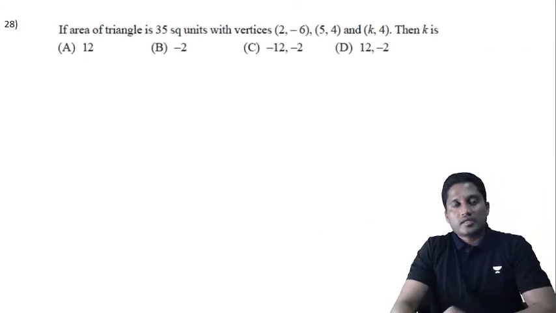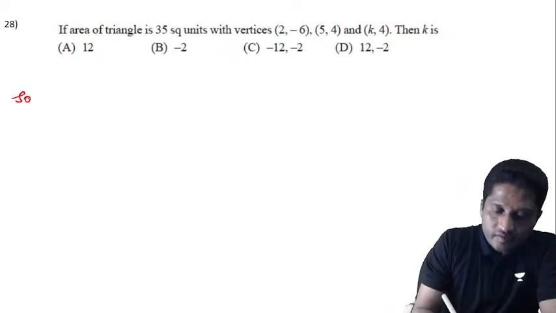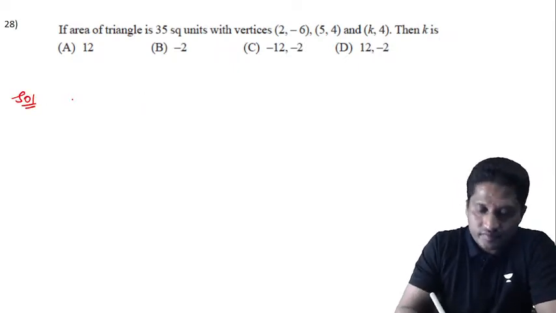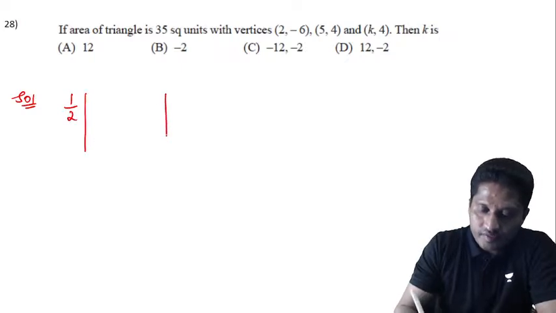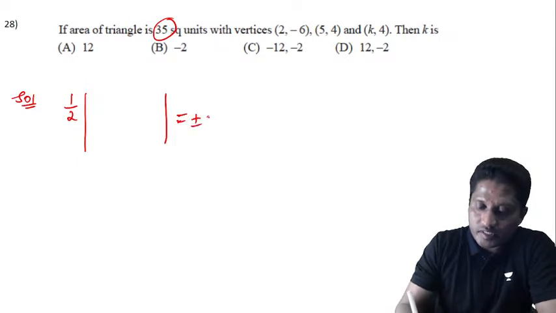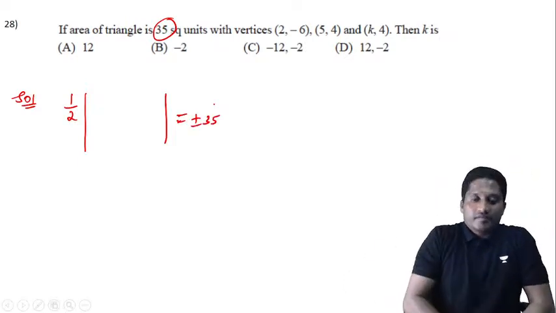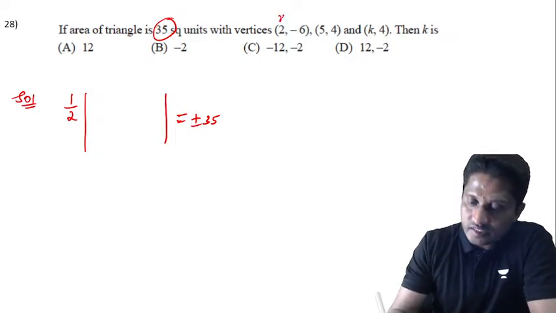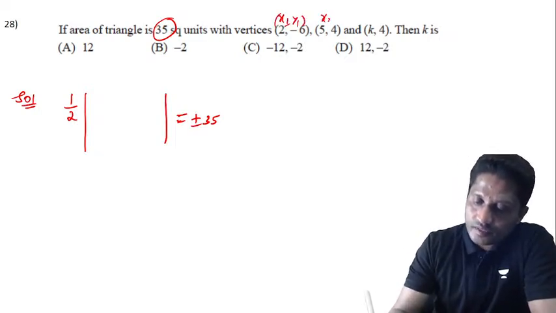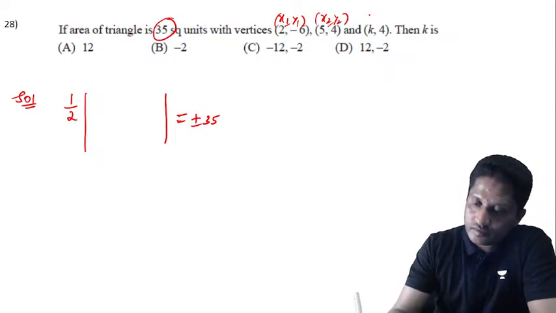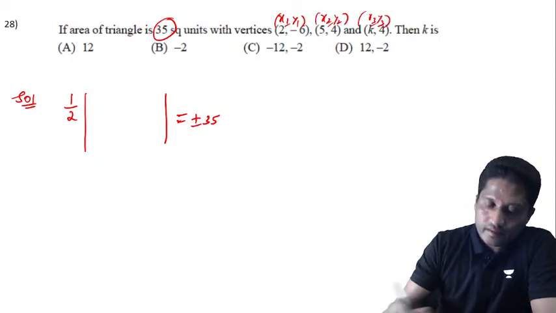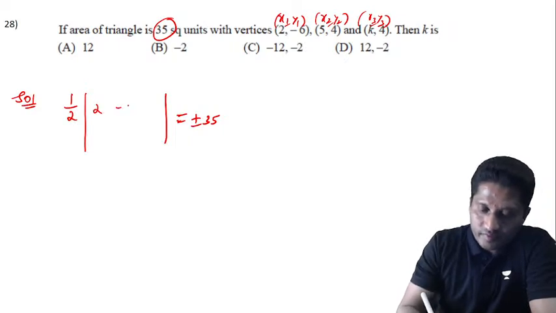Okay, question number 28. Area of a triangle is given as 35. So half of determinant, I'll use the area of a triangle formula and determinant value. Area of a triangle is 35 given. So plus minus 35 because determinant can be negative. Area of a triangle formula is this is x1 y1, this is x2 y2, this is x3 y3. Half of determinant of x1 y1 1, then you get x2 y2 1, and x3 y3 1.